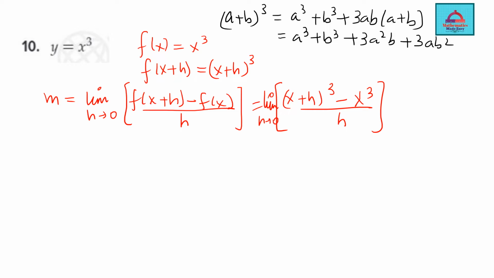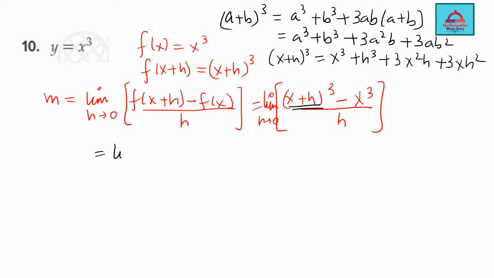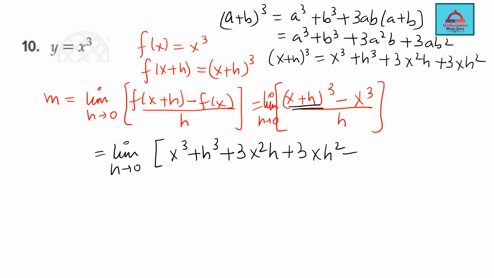Okay, now let's apply the identity. So if (a plus b) whole cube is this, then (x plus h) whole cube will be x cube plus h cube plus 3x square h plus 3x h square. Let's put that value here. So this limit becomes limit h going to 0, x cube plus h cube plus 3x square h plus 3x h square minus x cube over h.